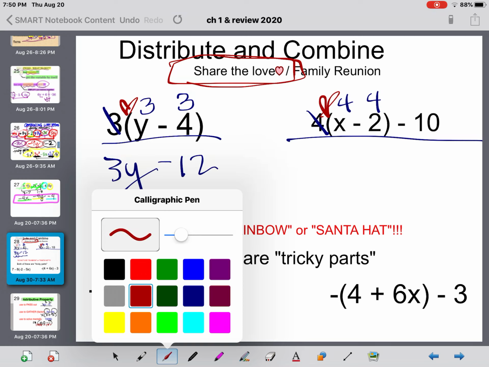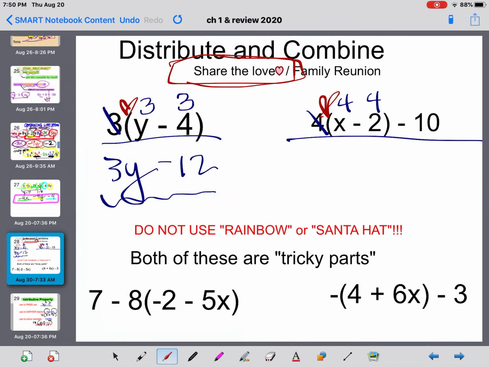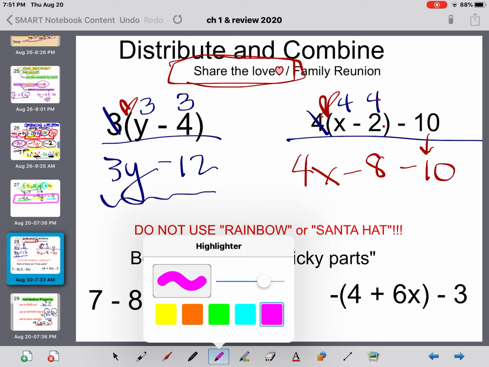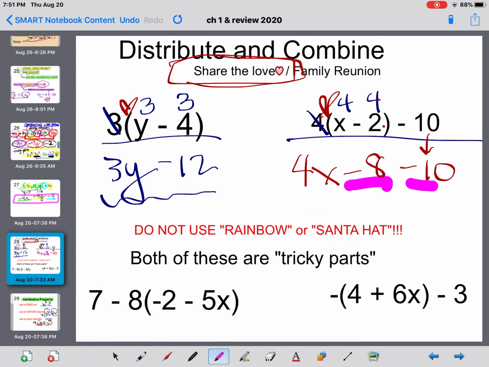Let's look at the next one. 4 times x is 4x, and 4 times -2 is -8. And then we're just going to drop this straight down, -10. Is there anything that has the same last name here? Well, there is. We have a -8 and a -10, which makes -18 because they're same signs, and 4x can just go in front. And now we're done.